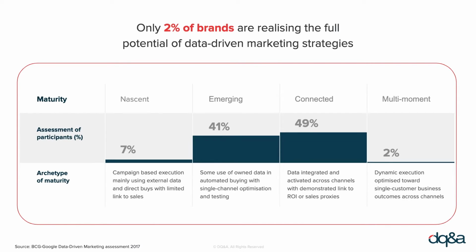The first stage being nascent: marketing campaigns are mainly external data and direct buys with limited links to sales. Emerging: there is some use of own data and automated buying with single channel optimization and testing. Connected: this data is integrated and activated across channels with demonstrated link to ROI and sales proxies. And then multi-moment: we see dynamic execution across multiple channels, optimized towards individual customer business outcomes and transactions.